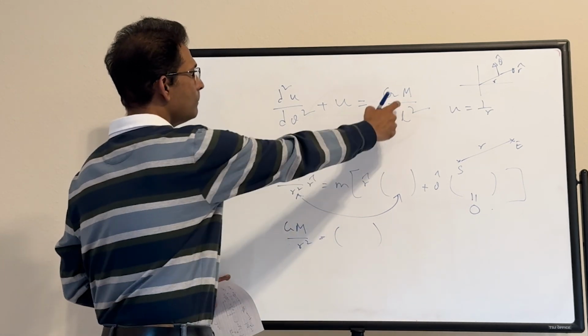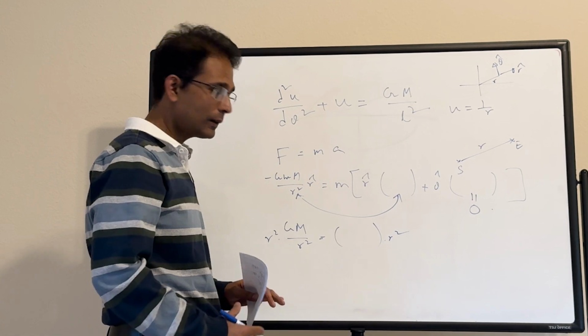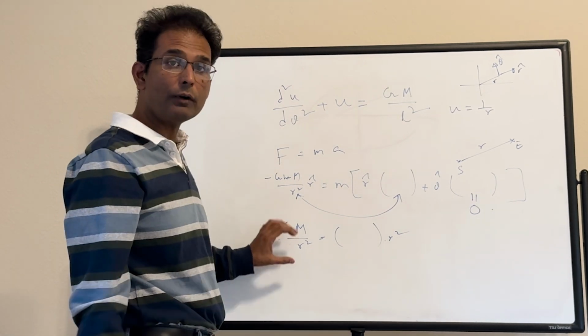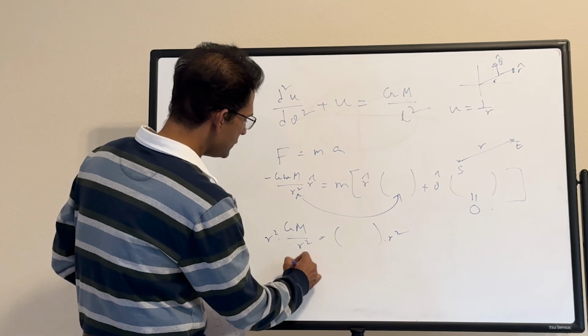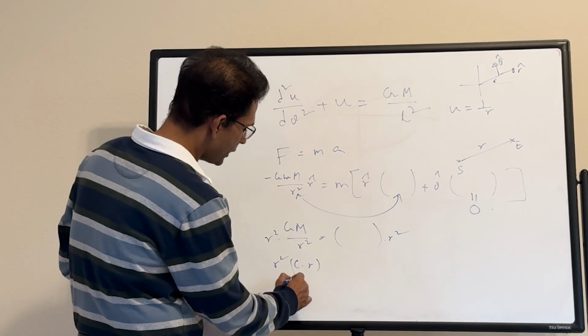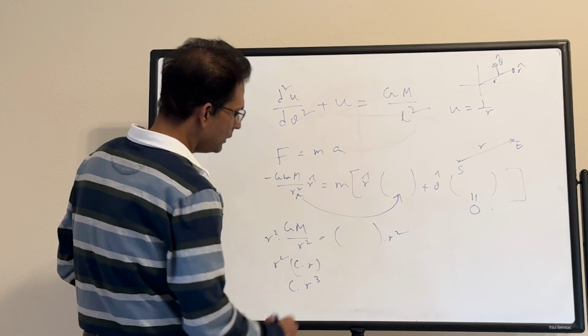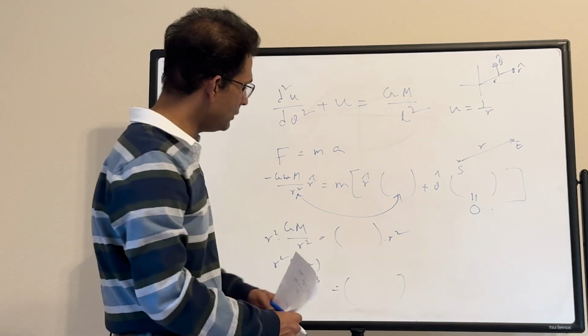So you get GM by multiplying both sides by r squared. Okay. Now instead of GM over r squared, instead of an inverse square law, if you had something like a constant times r, and you multiplied by that r squared, you would have gotten what? C times r cubed, right? And the right side would have remained the same, right?